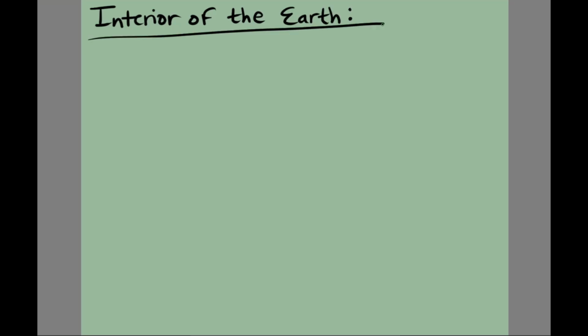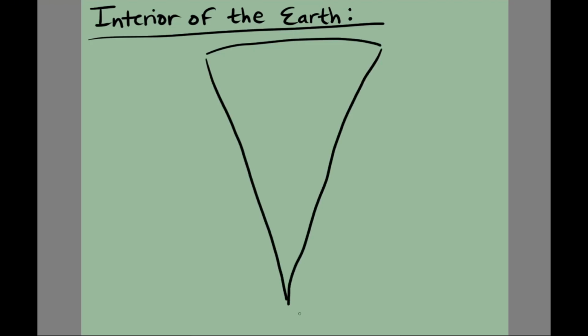Today we're going to talk about the interior of the Earth. To talk about the interior of the Earth, we're going to visualize it like a pizza slice. In this pizza slice, we have four main parts. The part near the tip of the pizza is the inner core. This is the innermost layer of our Earth.